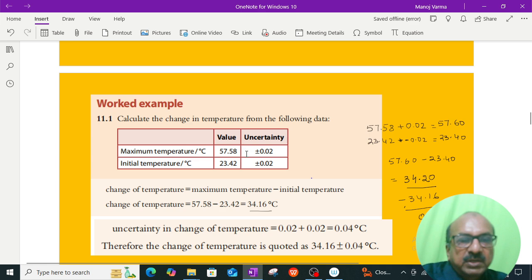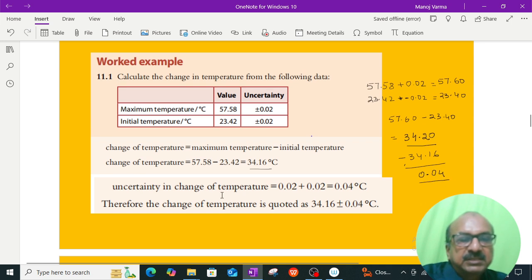But because there is uncertainty in every measurement, there will be an uncertainty in the final answer. As said earlier, we have to add the absolute uncertainties. So you add the two absolute uncertainties, and it is 0.04 degrees.